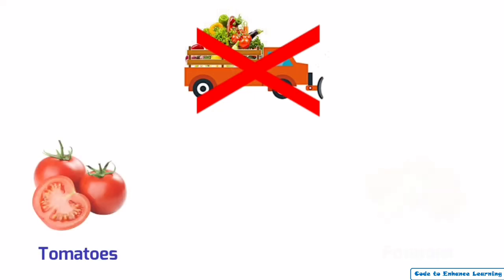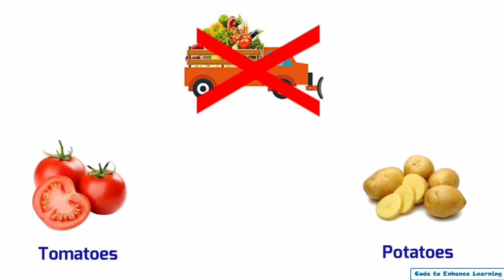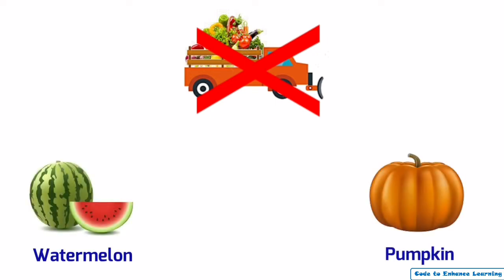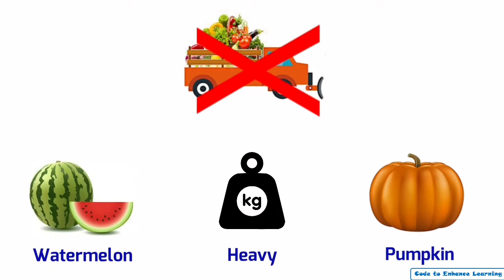One way is to choose the lightest vegetables like tomatoes and potatoes in order to carry a lot of vegetables. But their price may be low and you may not profit the most. Another way is to choose to transport the most expensive vegetables, but you may not be able to carry a lot of them because they are heavy. So what do we do?